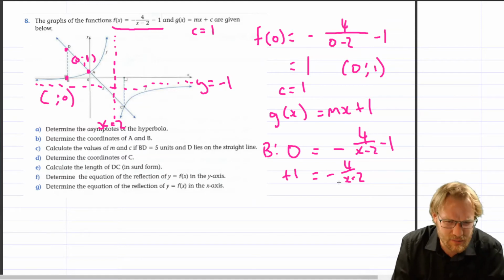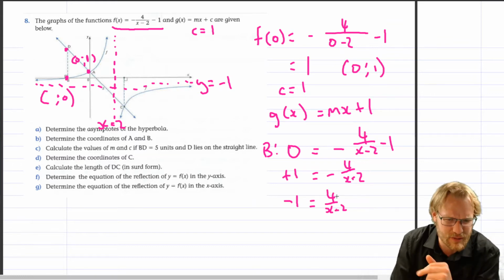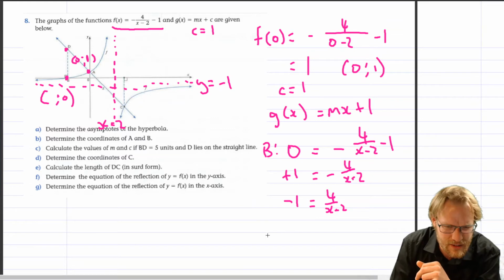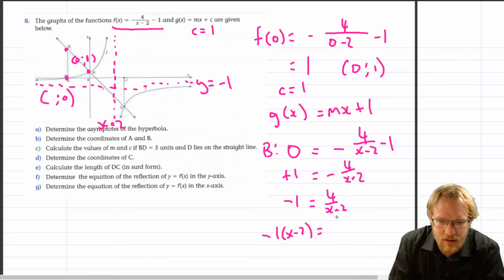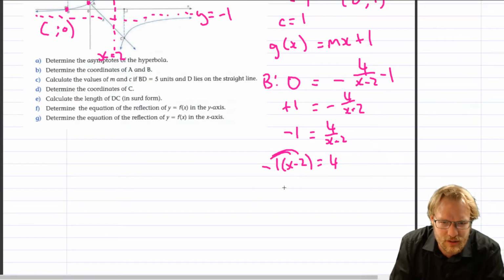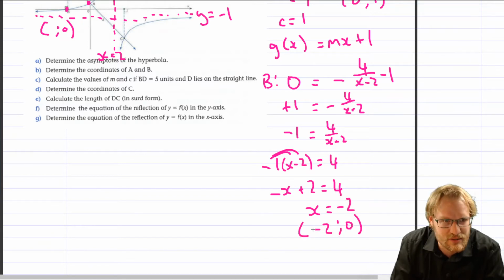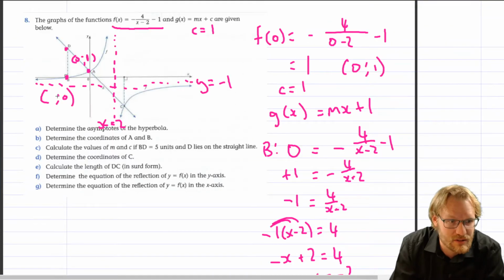This minus is bugging me. So I'm going to multiply the whole thing by minus and get minus 1 equals 4 over x minus 2. Just feels a bit simpler. Multiply by x minus 2. So we've got minus 1 times x minus 2 equals 4. Distribute into the bracket. Minus x plus 2 equals 4. So x equals minus 2. So in other words, when x is minus 2, y is 0, we've just worked out what b is, minus 2.